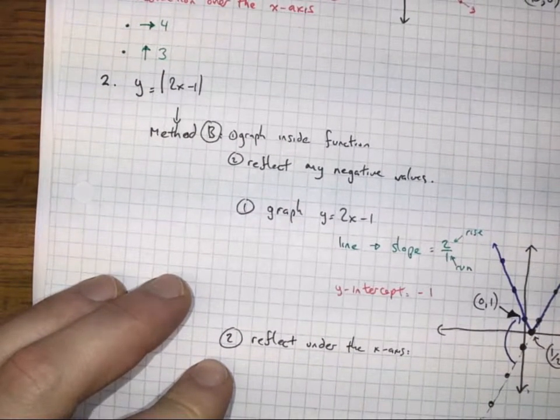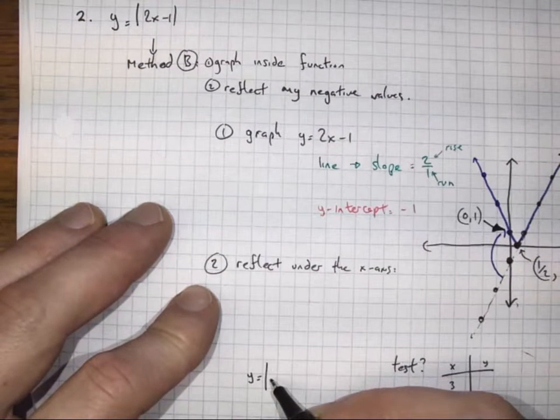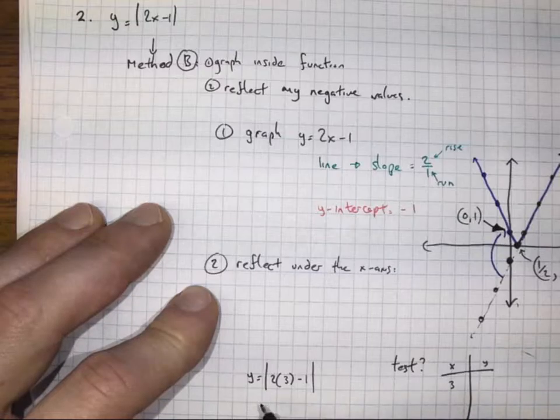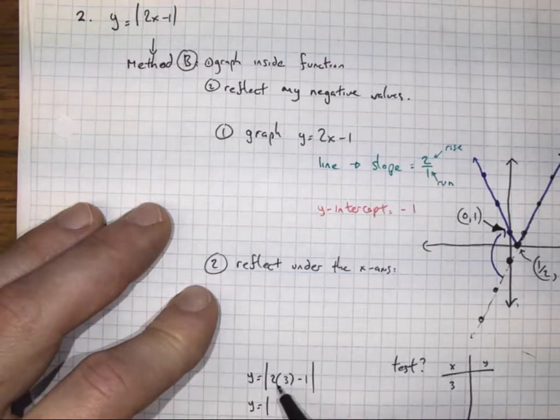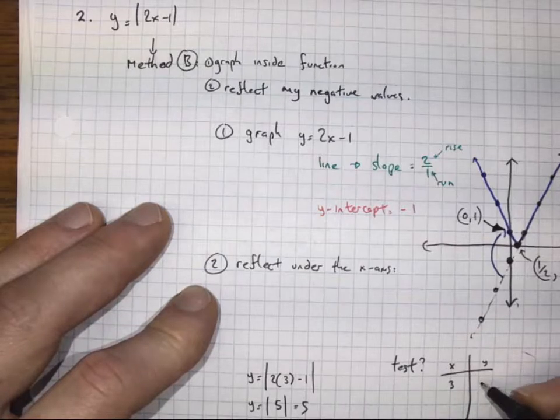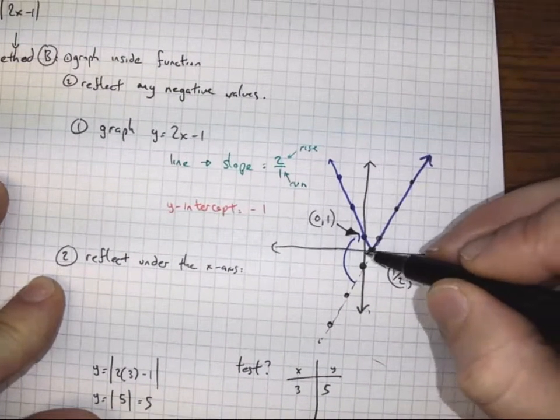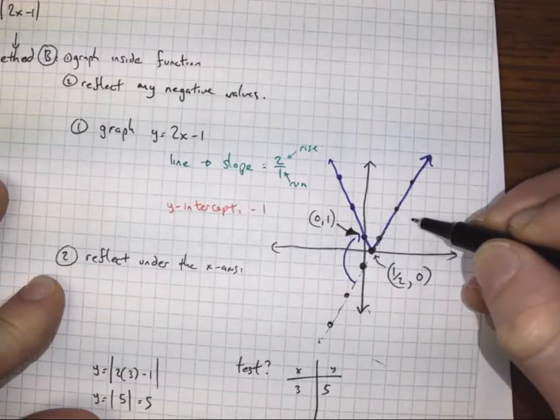Let's see what happens when x becomes 3. So if x becomes 3, then I should get absolute value of 2 times 3 minus 1. And so I get the absolute value of 6 minus 1, which is 5. That's all equal to 5. So when x is 3, I should get a value of 5. Do I? And when x is 1, 2, 3, y is 1, 2, 3, 4, 5.